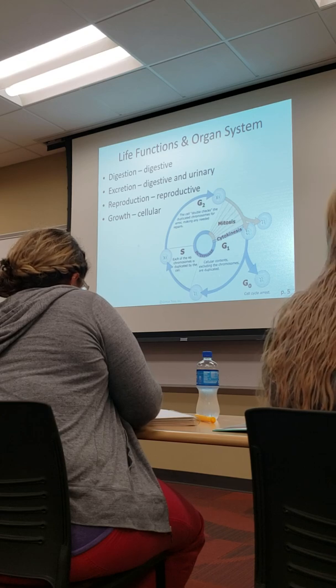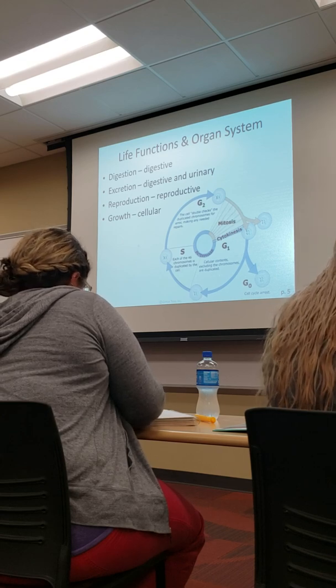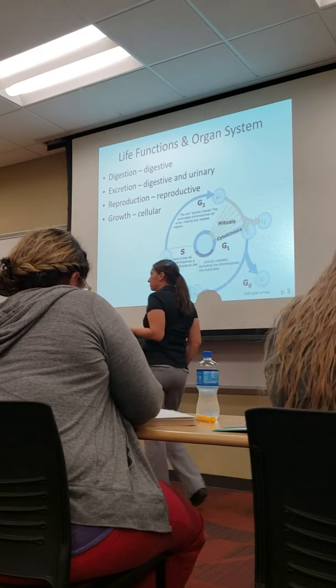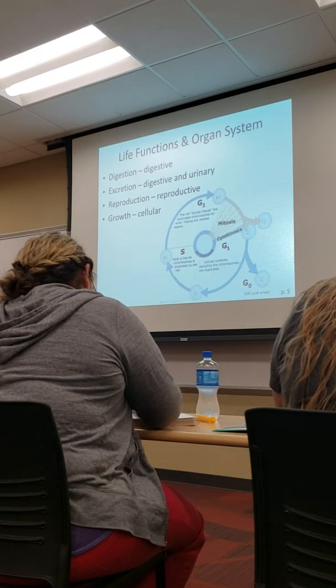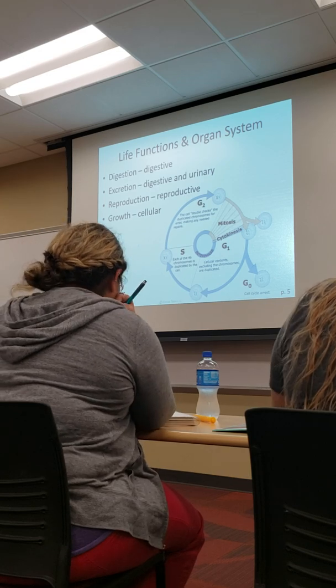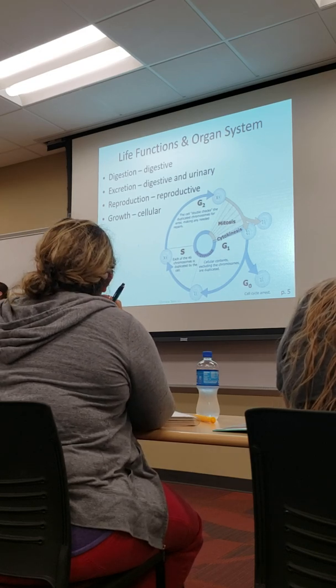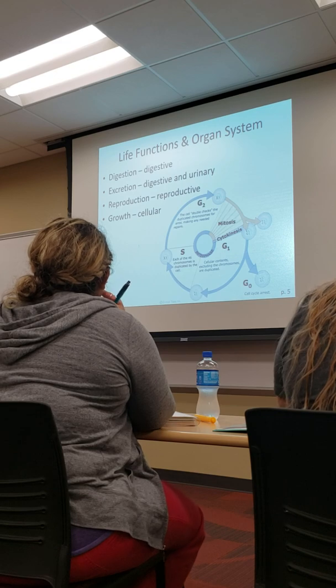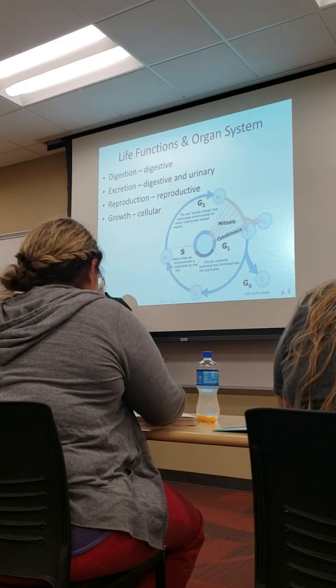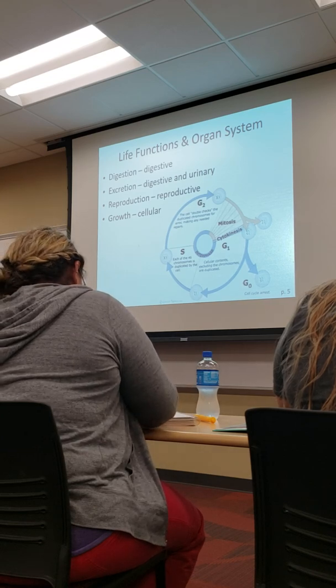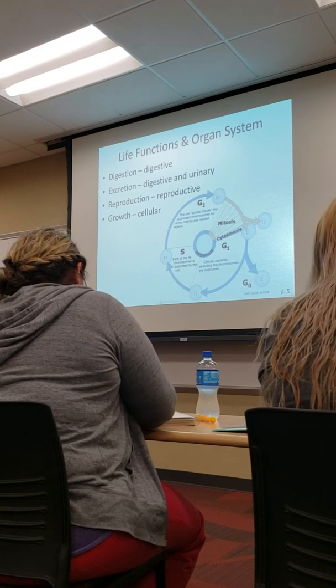None of y'all in this room are a single cell anymore, right? As soon as that egg is fertilized, that one cell becomes 2, becomes 4, becomes 8, becomes 16. That is how you grow, by the addition of cells. That's how we get bigger. This right here is the cell cycle, and we'll talk about that a little bit more when we talk about the cell in chapter 3.